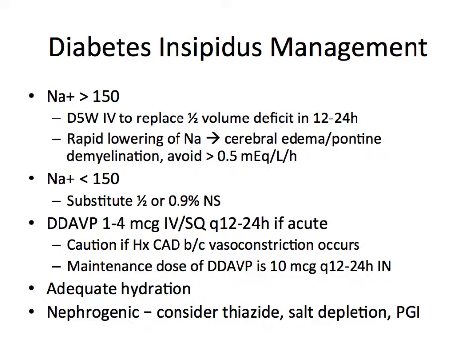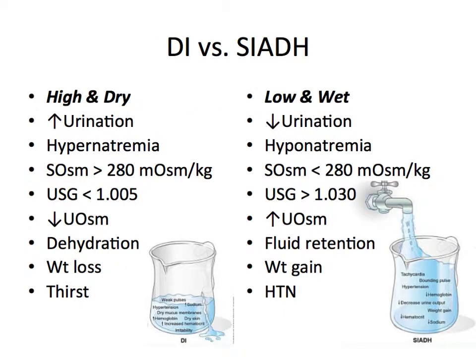DDAVP or desmopressin can be given in an acute situation. However, it should be used cautiously if there's a history of coronary artery disease because it produces vasoconstriction. Adequate hydration is another key element in diabetes insipidus management. In the case of nephrogenic DI, the clinician may consider thiazide diuretics, salt depletion, and prostaglandin inhibitors such as an NSAID. To summarize, in diabetes insipidus, the patient's high and dry.